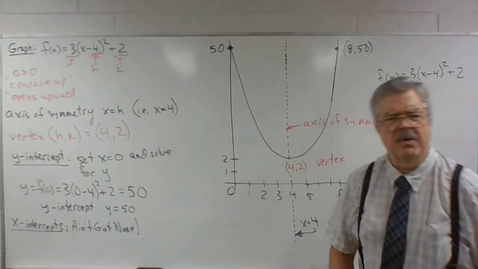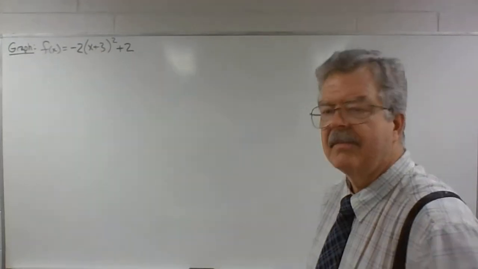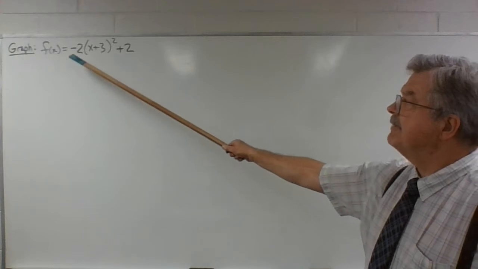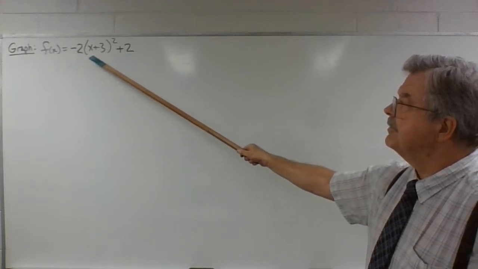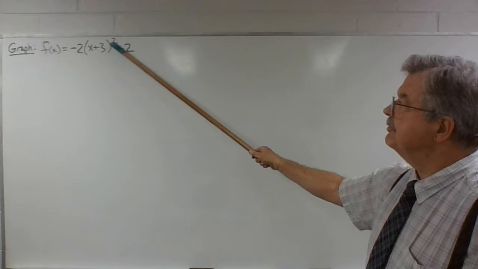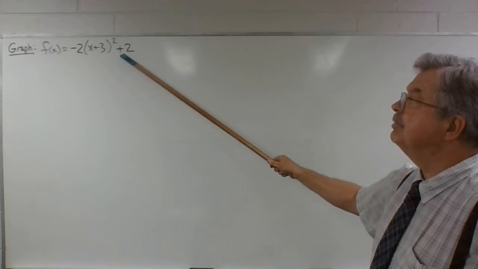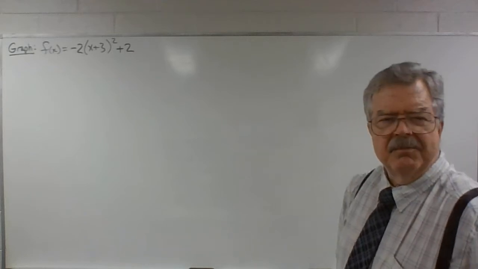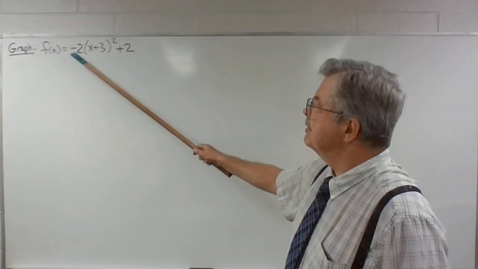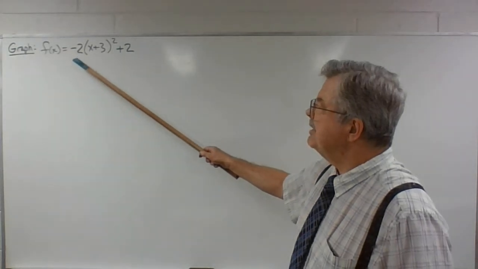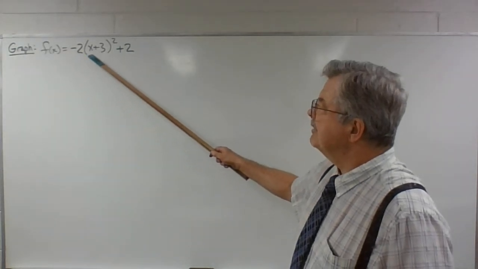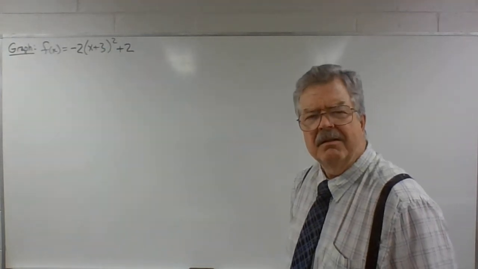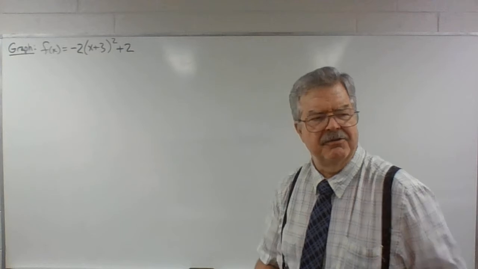Let's do another one. Okay, here's a new example. f of x equals negative 2 times (x plus 3) squared plus 2. And since our preferred form was f of x equals a times (x minus h) squared, let me rewrite that just slightly.